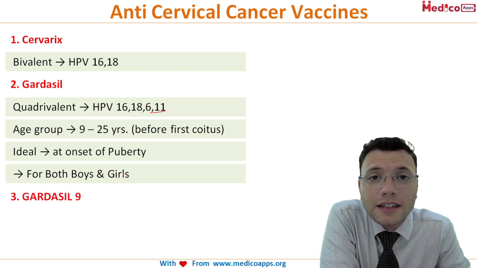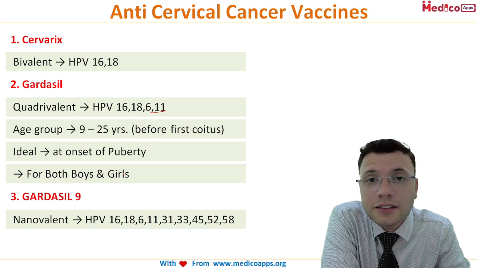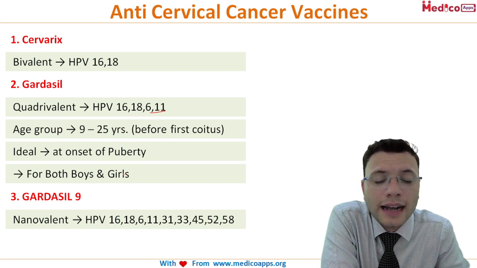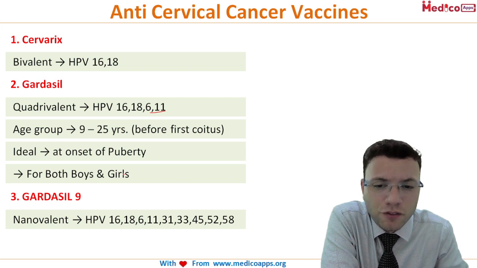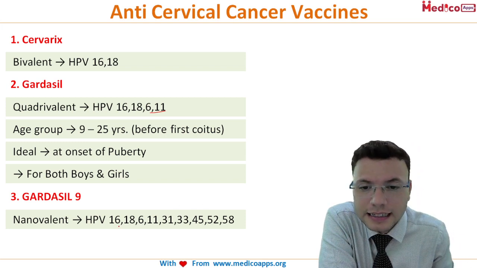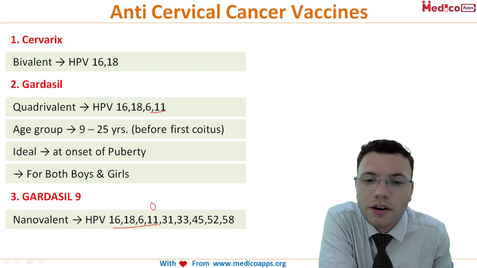Gardasil now has a new one that is covering 9 strains. It's called nonavalent vaccine. Okay, no need to remember all these numbers, but remember the first 4: 16, 18, 6, and 11. Very important.